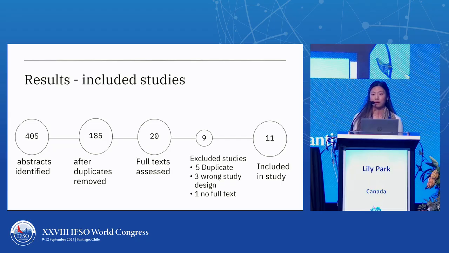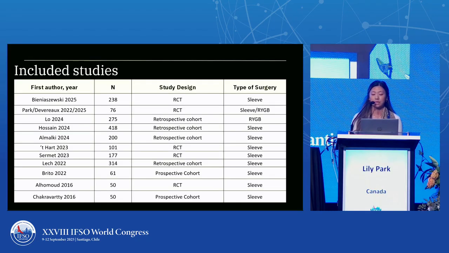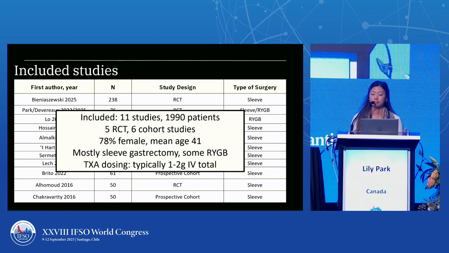Among the 405 abstracts that were identified, we ultimately included 11 studies. This is a summary of all the studies that have been included, and altogether, again, 11 studies involving 1,990 patients. There were 5 randomized controlled trials, 6 cohort studies. 78% of patients were female with a mean age of 41 years.